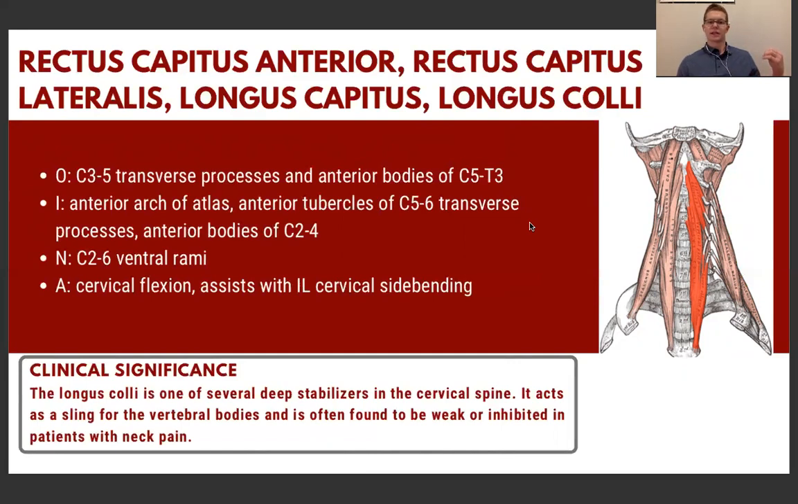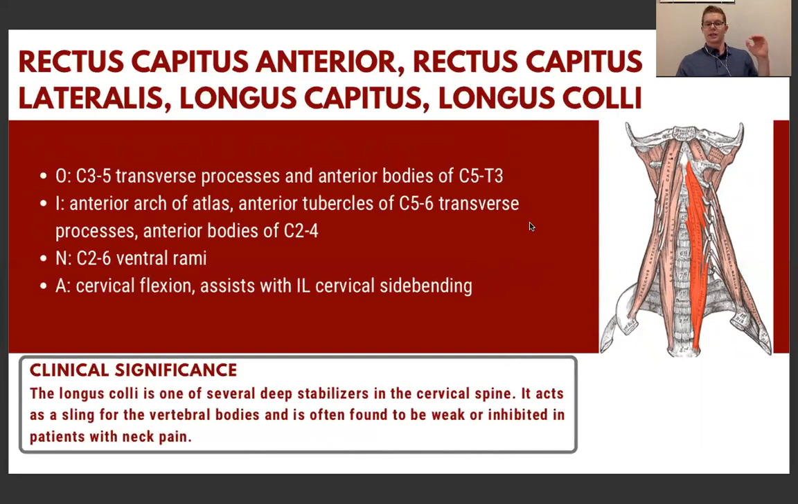The insertion goes to the anterior arch of the atlas, the anterior tubercles of C5 to C6 transverse processes, and then also the anterior bodies of C2 to C4. So it runs upward, or superior, cranial, I'm sorry. Innervation, C2 to C6 ventral rami, and then this acts on the cervical spine. All of these muscles work on deep neck flexion, so cervical flexion, and then unilaterally they assist in cervical side bending. So if I'm thinking about my left longus colli or my left deep neck flexors, they help with the side bending of this region.